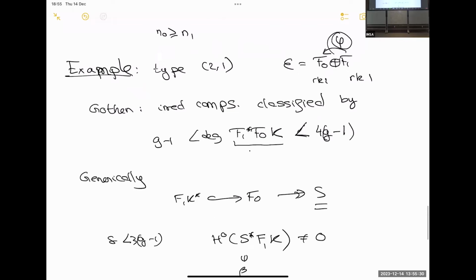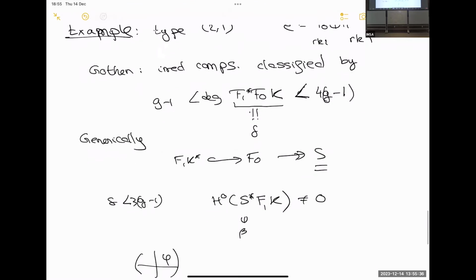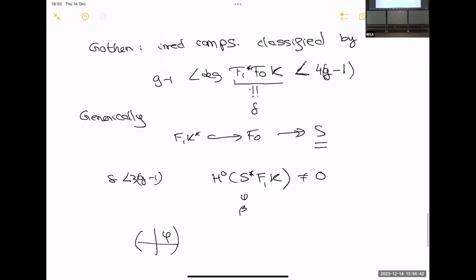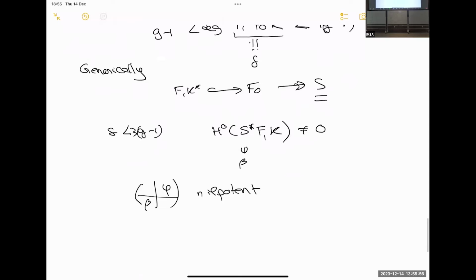Delta is this invariant. Right, so by Riemann-Roch, when delta is small enough, there are sections here. So one can cook up a nilpotent Higgs field. So what I'm saying is that the image of phi is contained in the kernel of beta. So when one composes, this is 0.